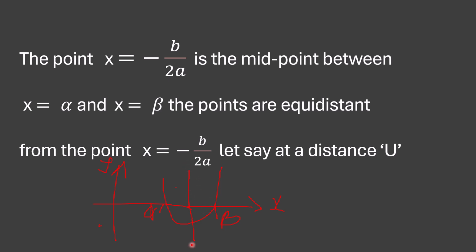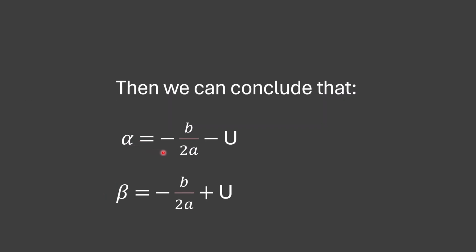This is because of the symmetric nature of the quadratic function. So we're going to take the distance from here to this point as u, and to be the same as this. So how can this be useful to us? Because alpha is at the left hand side, we subtract u to get alpha. Similarly, we add u to get beta, because they are on both sides of the axis of symmetry.